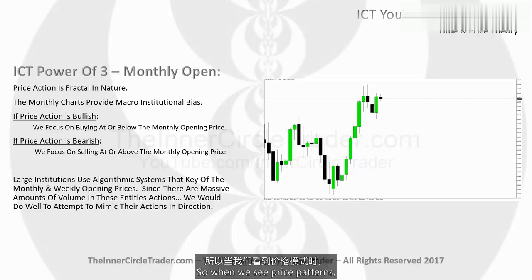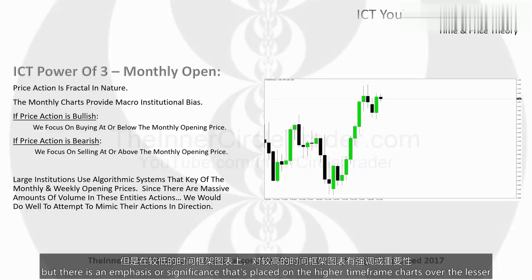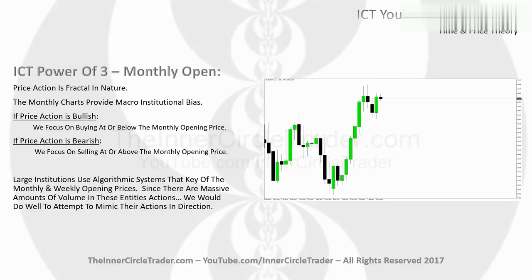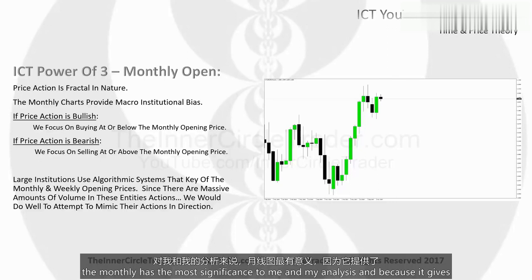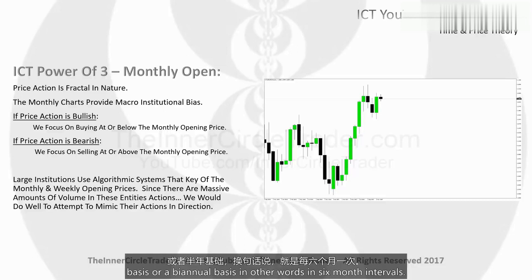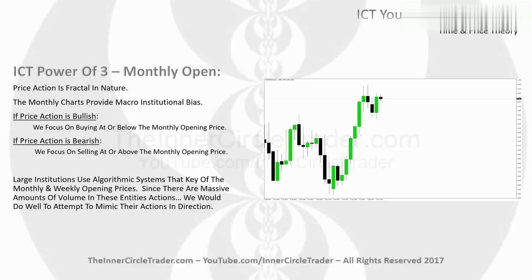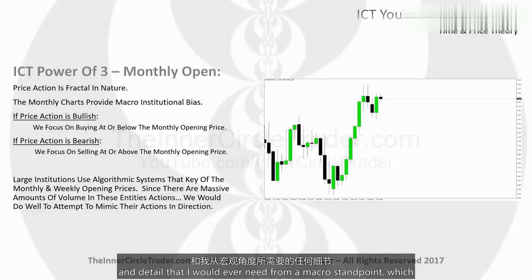So when we see price patterns, it's not that one time frame is better than the other per se, but there is an emphasis or significance that's placed on the higher time frame charts over the lesser time frames. For instance, the monthly has the most significance to me in my analysis, because it gives me the ability to look at a whole year or multi-years, or I can look at it from a quarterly basis or a biannual basis, in other words, in 6-month intervals. So I don't need to see any other time frame because the monthly gives me all the depth and detail that I would ever need from a macro standpoint.